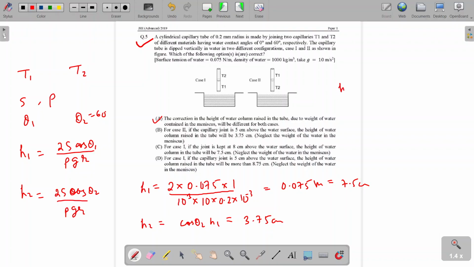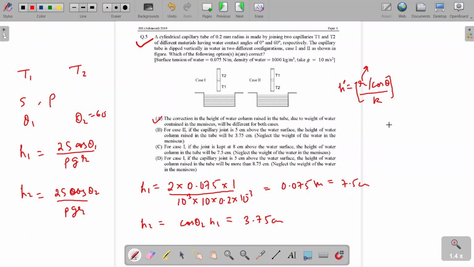We know that the correction in height is equal to the radius of meniscus divided by some constant. So this is the correction. So this is the radius of the capillary divided by the cos of the angle of contact. So this is different for both the capillaries, so it would be different. The end correction would also be different for both the capillaries. So A is right. What about option B?